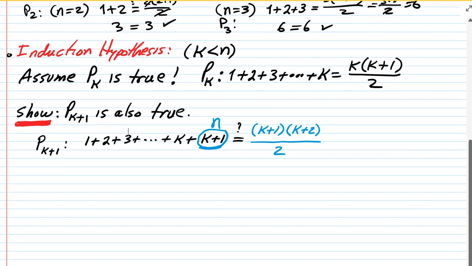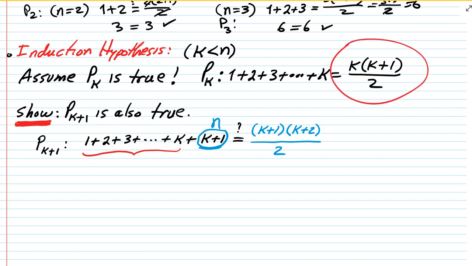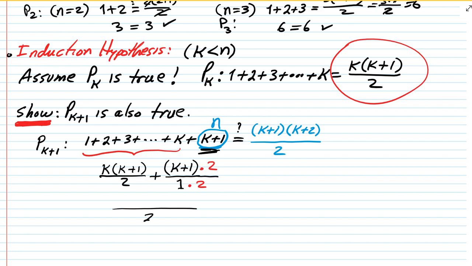Now we need to work on the left side here. According to our induction hypothesis, remember we can assume the first k terms add up to k times k plus 1 over 2. So I'm just going to replace everything up to k with k times k plus 1 divided by 2 and add it to k plus 1. And at k plus 1, I'm going to write it as k plus 1 over 1. Now I need to get the LCD. I'm going to multiply top and bottom by 2 on the second fraction. And now I can combine the two fractions with an LCD of 2.